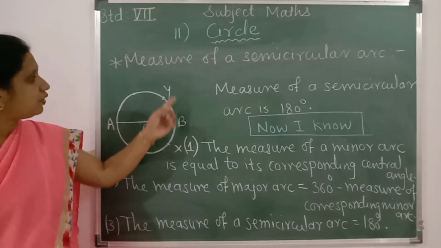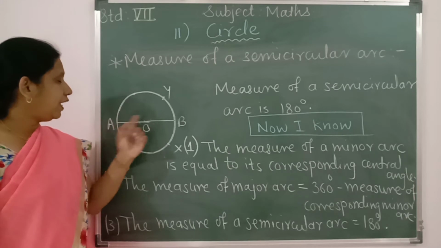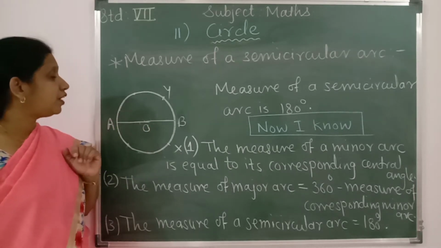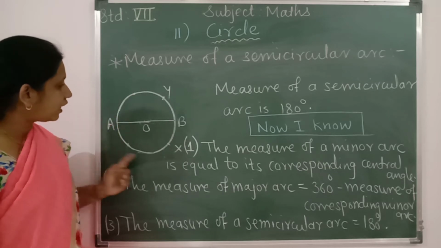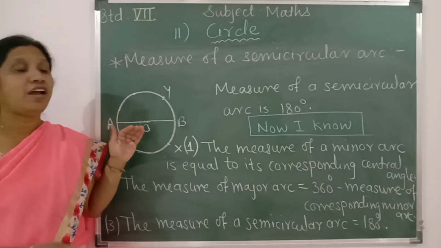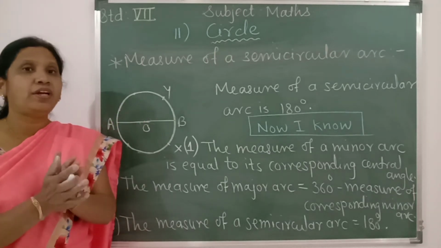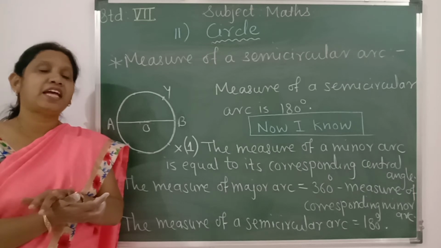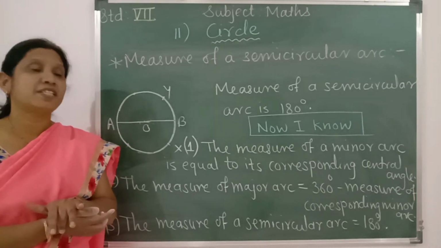Students, let's have a look at this diagram. This is the diameter AB which passes through center O. Because of this, what happened? We got two arcs, arc AXB and arc AYB, which are two half parts of one circle. If we fold it, they will coincide exactly on each other. That is known as a semicircle.